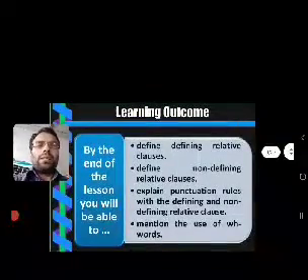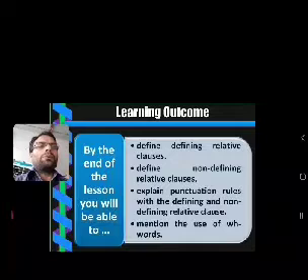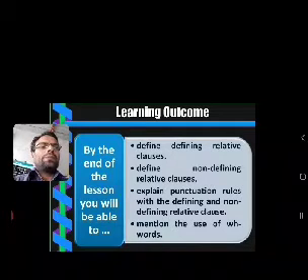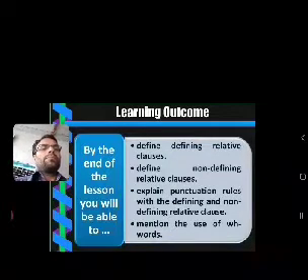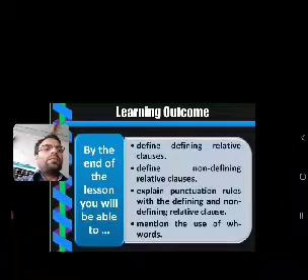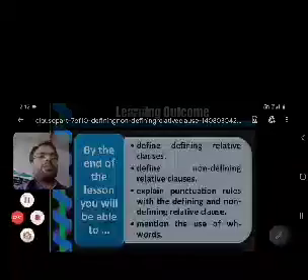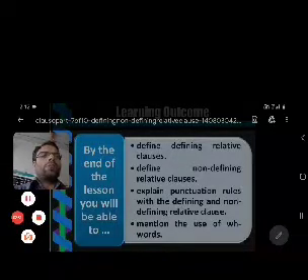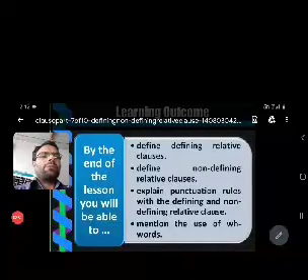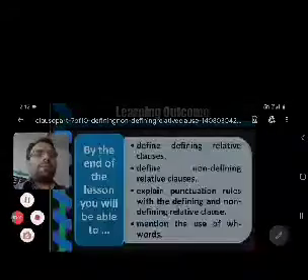Learning outcomes. By the end of this lesson, you will be able to define defining relative clauses, define non-defining relative clauses, explain punctuation rules with the defining and non-defining relative clauses, and mention the uses of WH words. So these are the objectives of our today's lesson. You will be able to learn all these things after completion of this lesson.